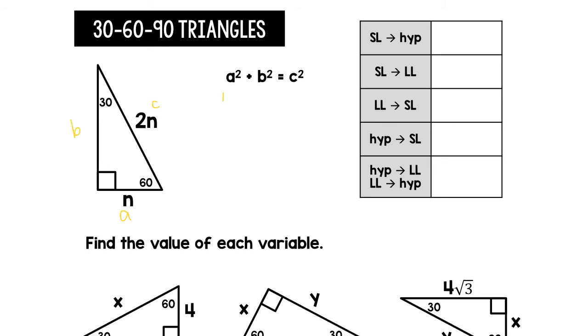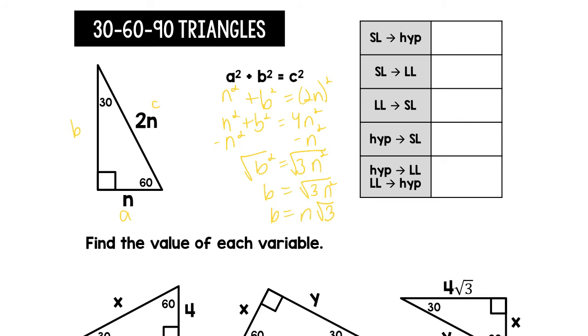Well, A is n, so that's n squared, plus b squared, and that's going to equal, the hypotenuse is really 2n squared. So let's simplify. N squared plus b squared equals 4n squared. Well, I can take that 1n squared over to the other side, and I've got b squared equals 3n squared. Need to get b all by itself, so I square root each side, and I've got b equals square root of 3n squared, or n times the square root of 3.